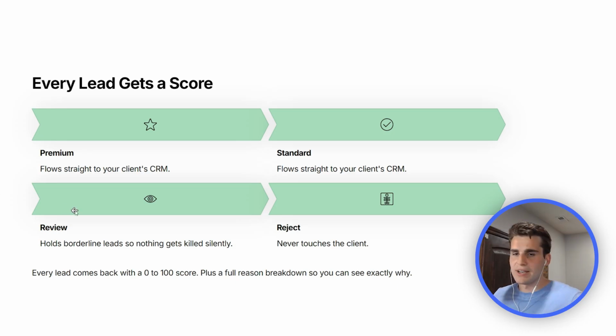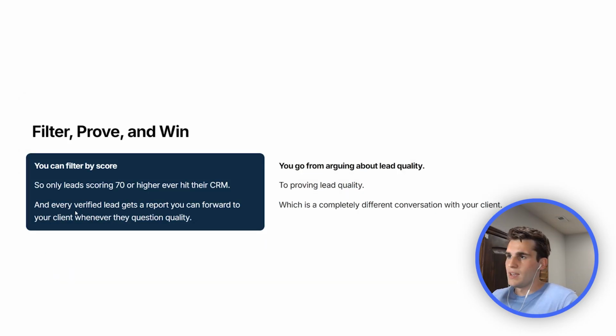So every lead comes back with a 0 to 100 score, plus a full reason breakdown so you can see exactly why it scored the way it did, and you can actually stand on something when your client's asking you why you're so confident in the leads you're sending to them. And so the name of the game is just filter, prove, and win. You can filter by score, so only leads scoring 70 or higher hit the CRM, and every lead gets a report you can forward to your client whenever they question quality. You go from arguing about lead quality to proving lead quality, which is a completely different conversation with your client.